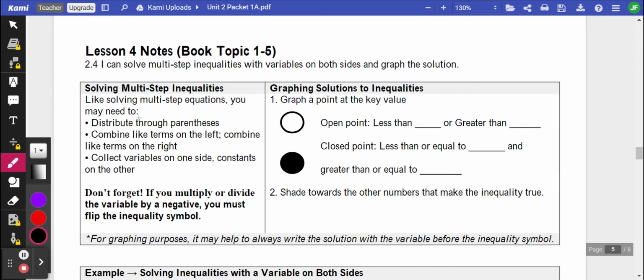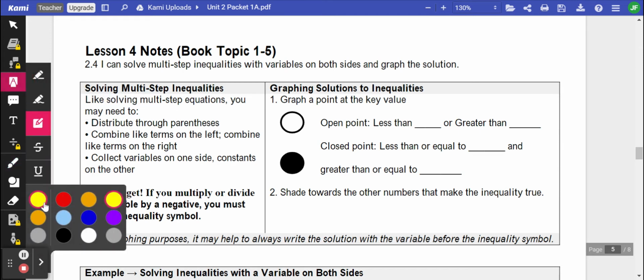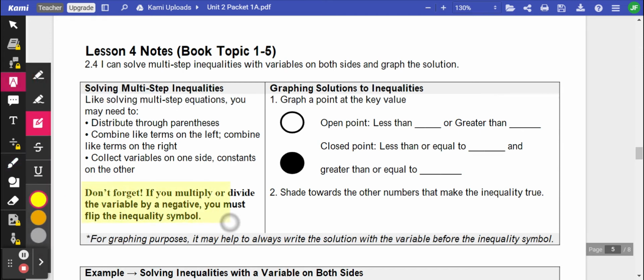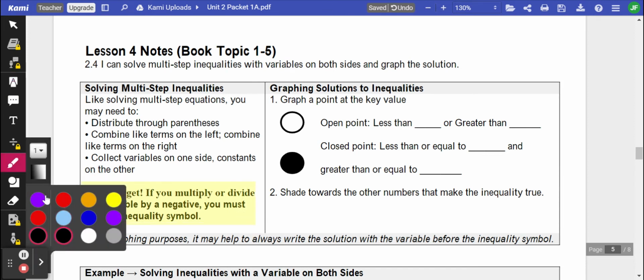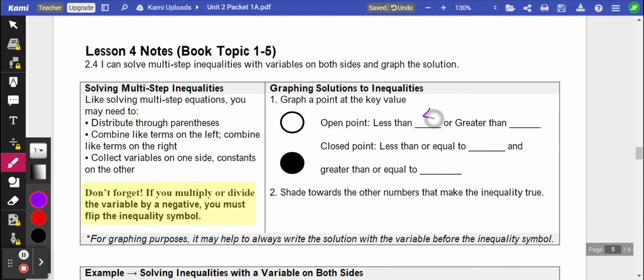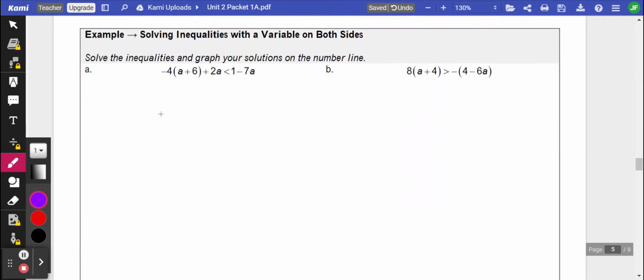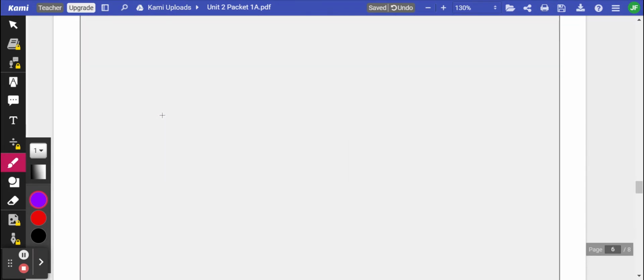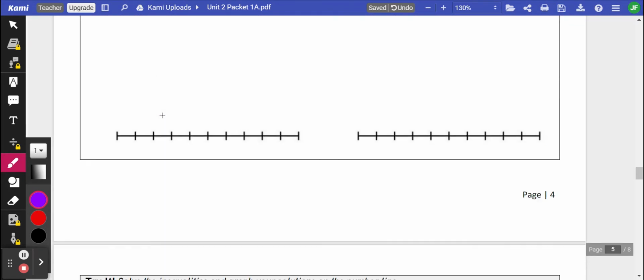Also a big reminder so you don't make the mistake: don't forget to flip your inequality sign if you multiply or divide by a negative number. If you multiply or divide by a positive, or add or subtract, not a big deal. And when you're graphing, we have open dots if it's less than or greater than, and closed dots if it is less than or equal to or greater than or equal to. Okay, again, we're going to do 2 examples, and then there's 2 for you to try on your own.